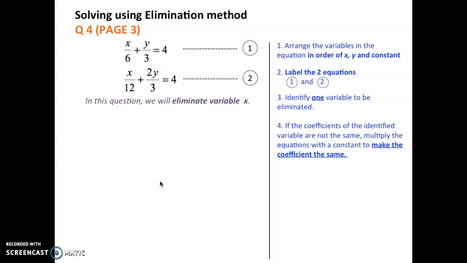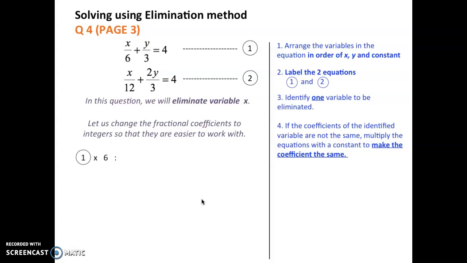So right now we have to make the coefficient the same. To do so, we're going to change the fractional coefficients into integers so that they are easier to work with. So let's look at equation 1. If I want to get rid of my denominator of 6, what I'll need to do is to multiply 6 to it. So I'm going to multiply 6 to the whole equation.